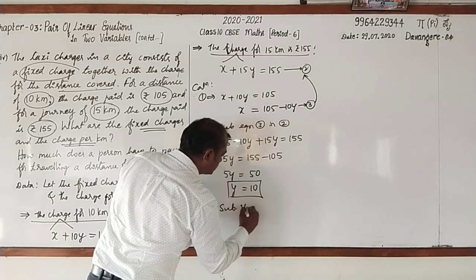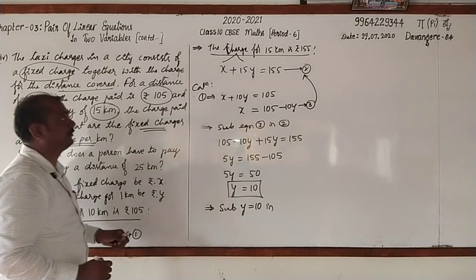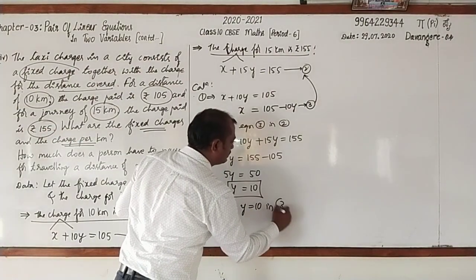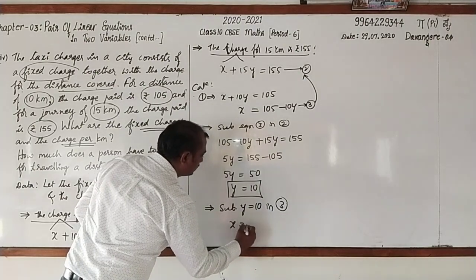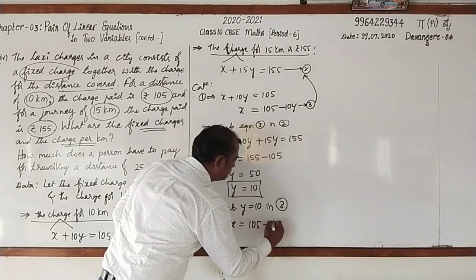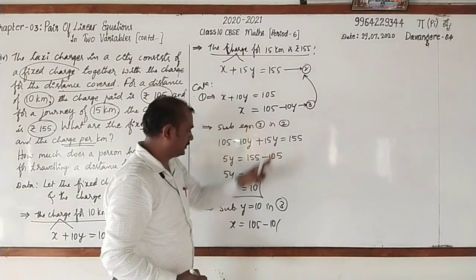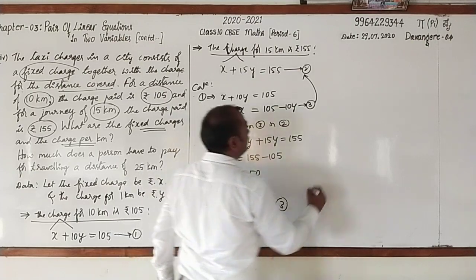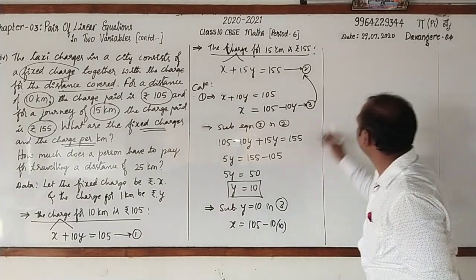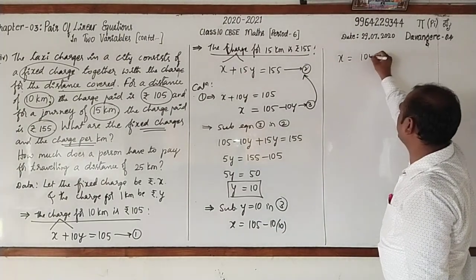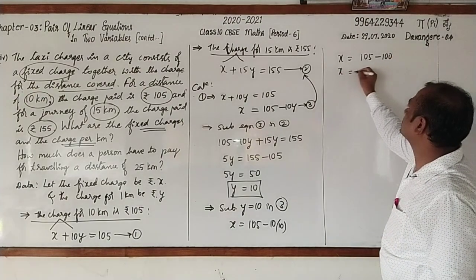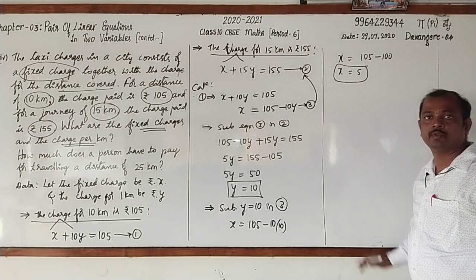After getting the Y value, we can go for finding X. Hence I substitute Y equal to 10 in which equation? You can go for the third one, because we can find the value of X directly. X equals 105 minus 10 into Y. Y is 10. So X is equal to 105 minus 10 tens, which is 100. X equals 5. Understood?